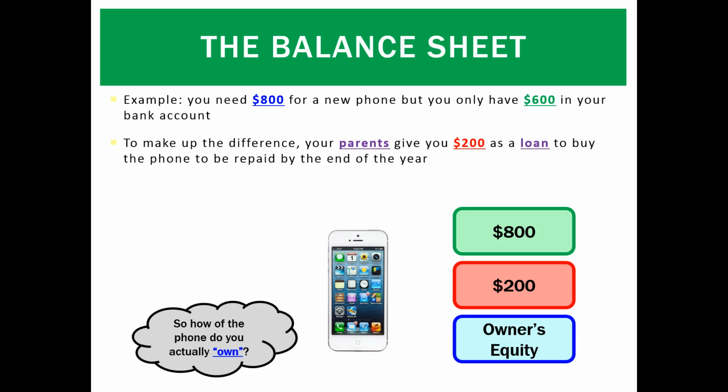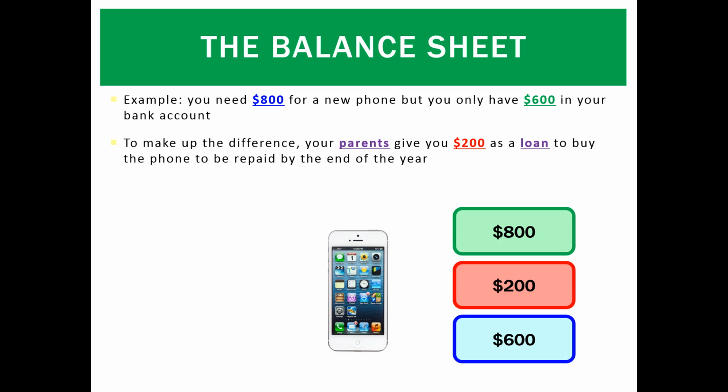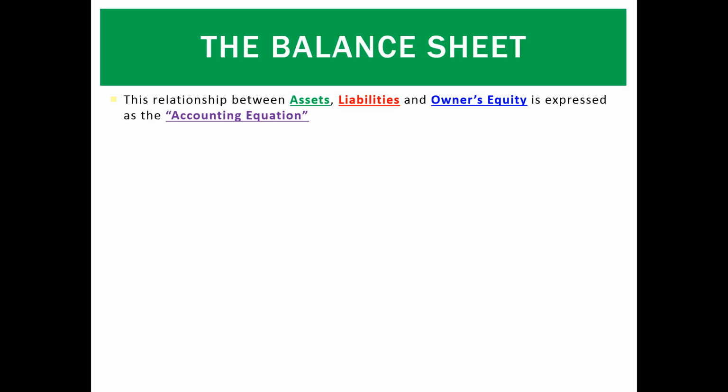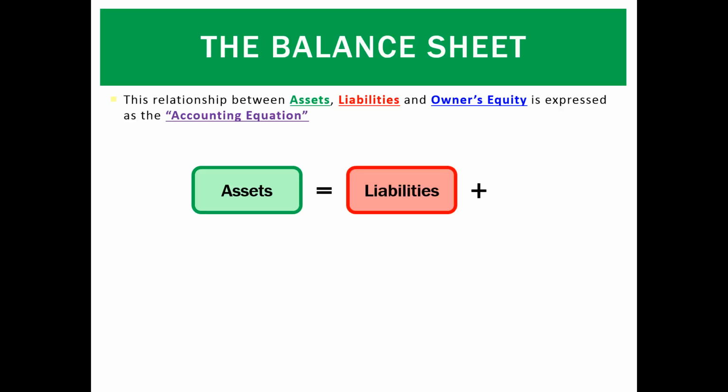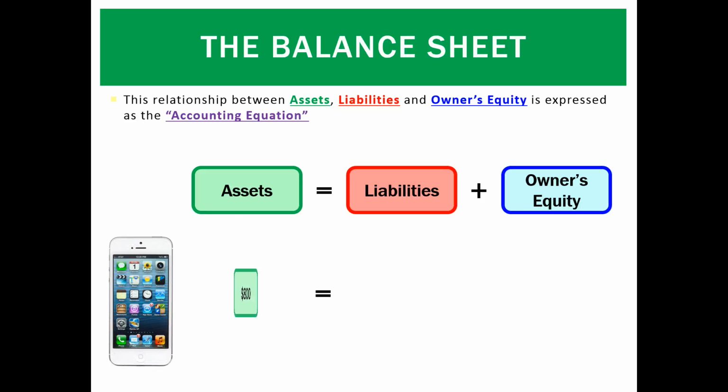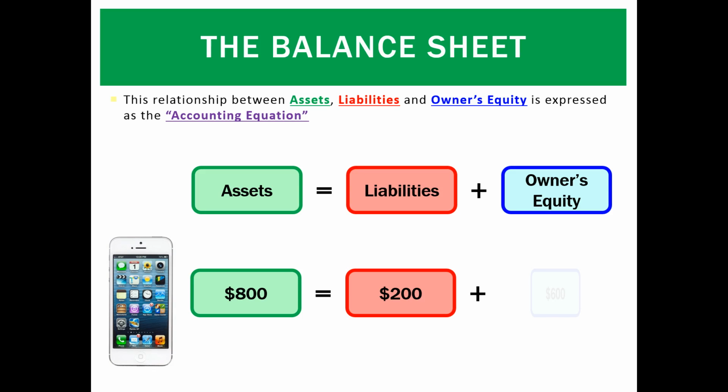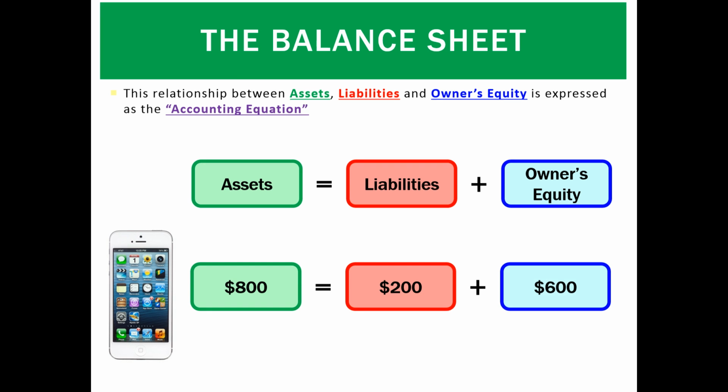So I guess what we say is, well, how much do you own of the actual phone itself? Well, you don't own the full amount. We call that our owner's equity. That's the bit of the phone or the asset that's actually yours. That's going to be $600. And we can express this in what's called the accounting equation. This is so basic and so important that if you do accounting, you'll understand this back to front. Your assets always equal your liabilities plus your owner's equity. So looking at your iPhone, you had an $800 asset, a $200 liability, and $600 of owner's equity.